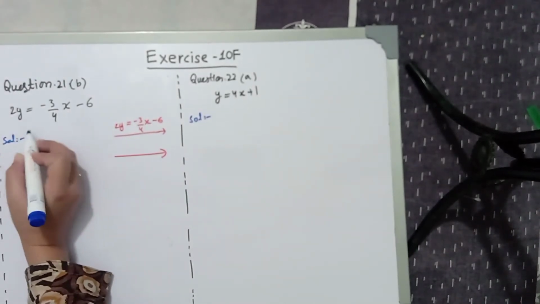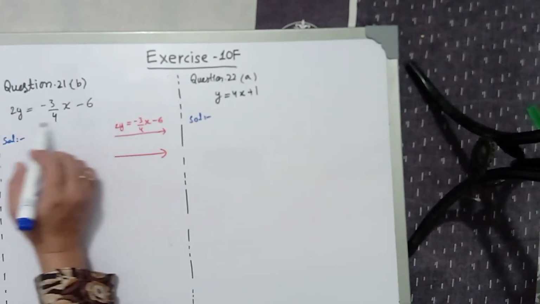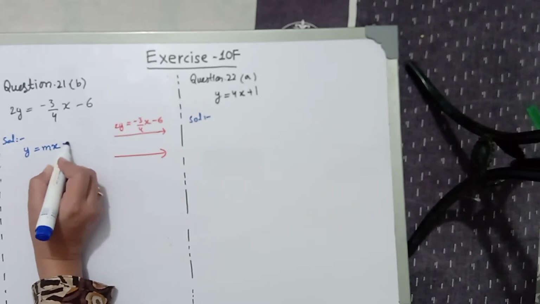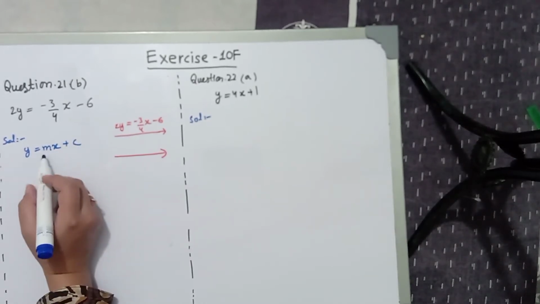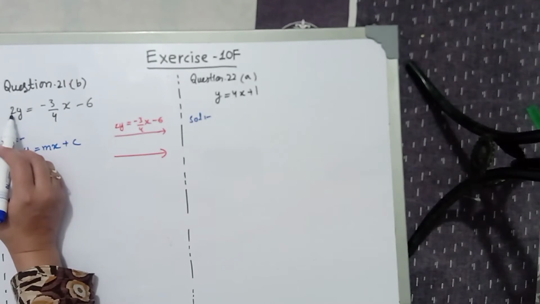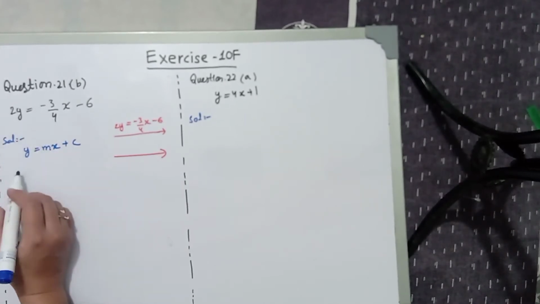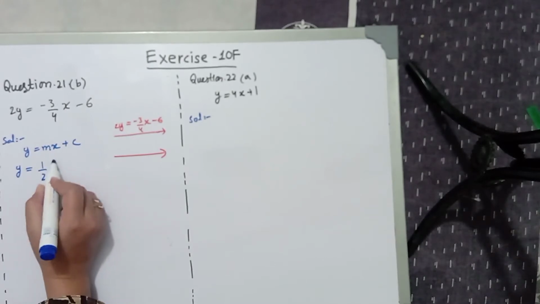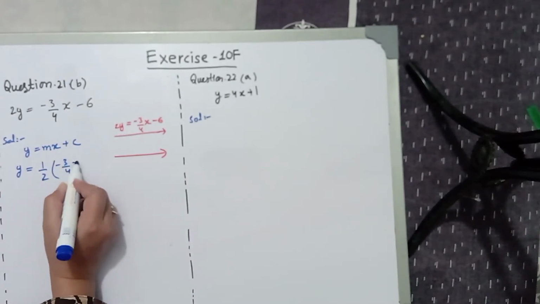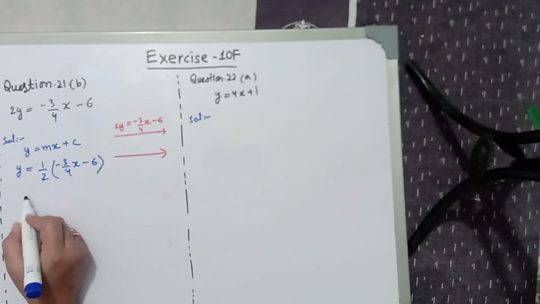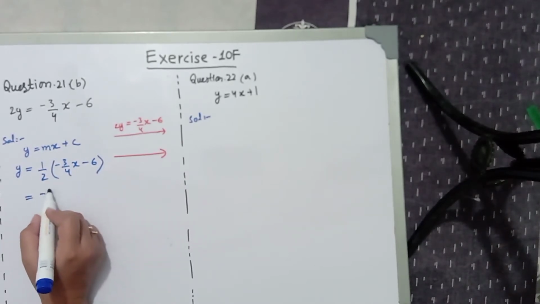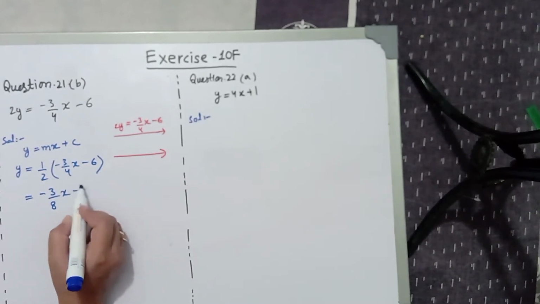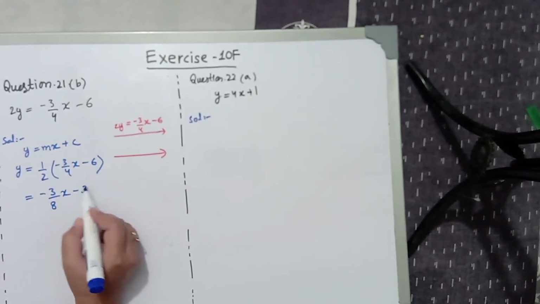So we know that to find the gradient we need to have the general form of the equation of a line, which is y equals mx plus c, right? So here all I need to do is take this 2 to the opposite side. So I will have y equals 1 over 2 into minus 3 over 4x minus 6, right? Now I'll multiply it with both of the terms. 4 2s are 8x, minus 6 over 2 will be 3.